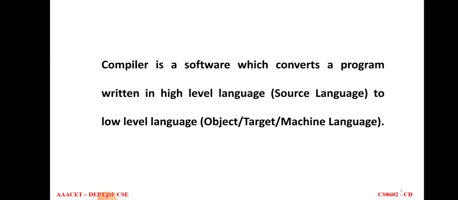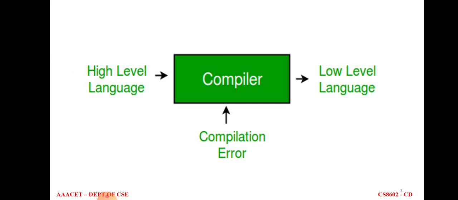Low level language is called object language or target language or machine level language, and high level language is also called source language or source program. This is a diagrammatic representation of the compilation process. It converts high level language into low level language. High level language is understandable and readable by humans, but low level language is understood only by the machine. During the compilation process, the compiler produces errors to the programmer.